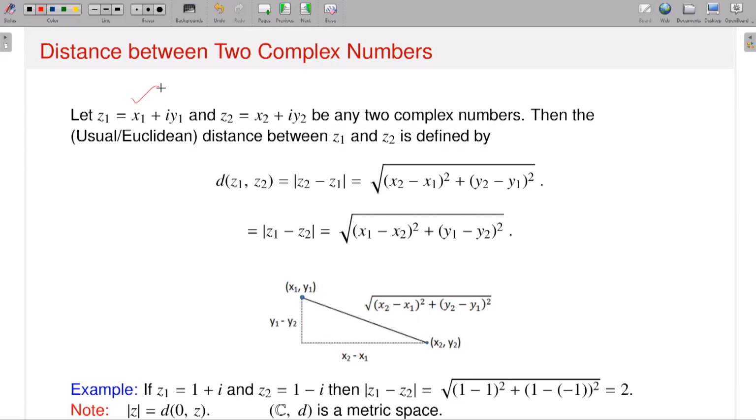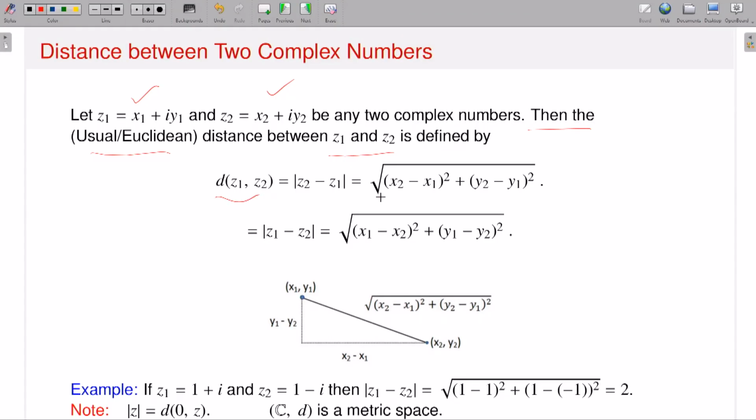Okay, so let Z1 is equal to x1 plus iy1 and Z2 is equal to x2 plus iy2 be two complex numbers. Then the usual Euclidean distance between Z1 and Z2 is nothing but, if I think about Z1 as x1 comma y1 as a point in R2 and Z2 as x2 comma y2 as a point in R2, then the Euclidean distance between them is square root of (x2 minus x1) square plus (y2 minus y1) square, exactly the same. So the distance between Z1 and Z2 is the same as the absolute value I have defined, the absolute of a complex number.